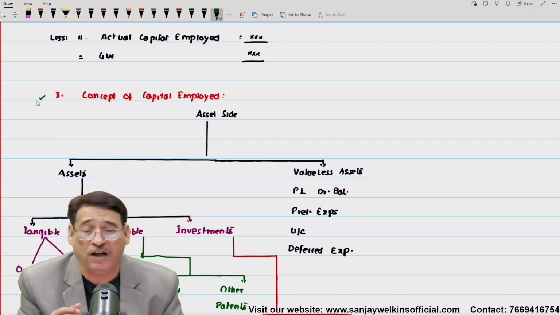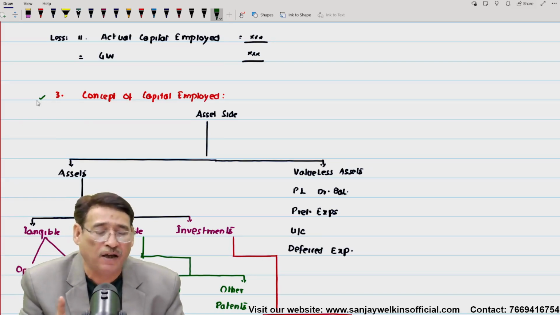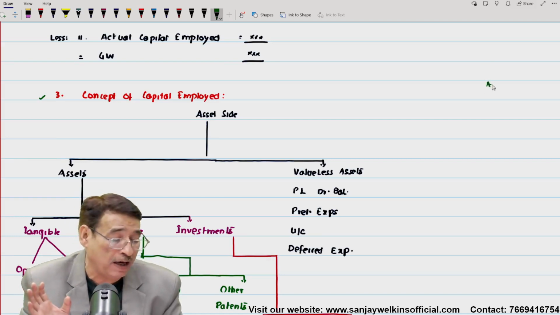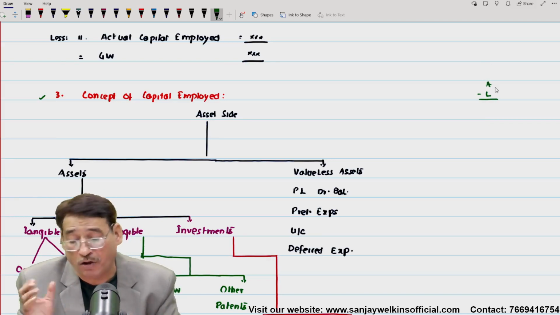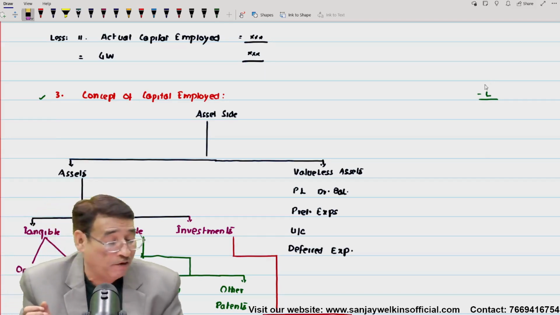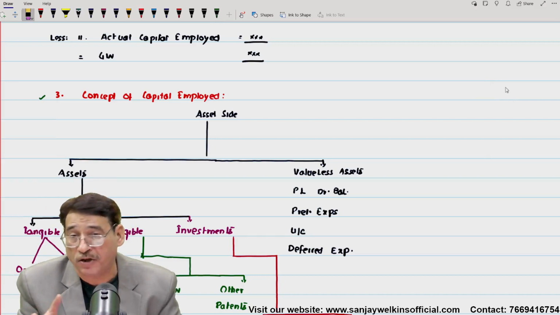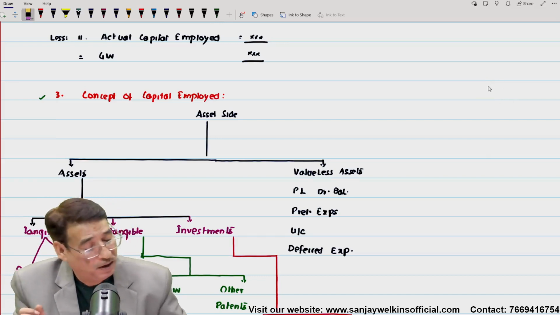And I have seen actually that most of the student fraternity is very confused over this. The simple reason is that in normal accountancy, whenever we compute capital employed from the assets, we simply subtract the liabilities. However, in case of goodwill, in order to compute the capital employed, we have to be a little bit more extra cautious. Why? Let's have a look over here.